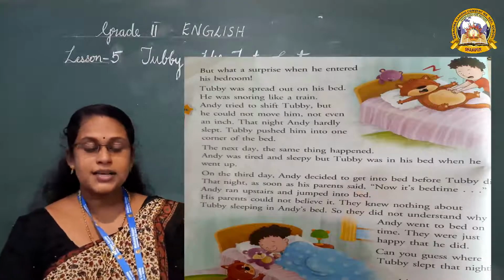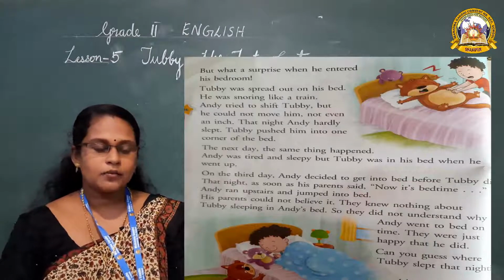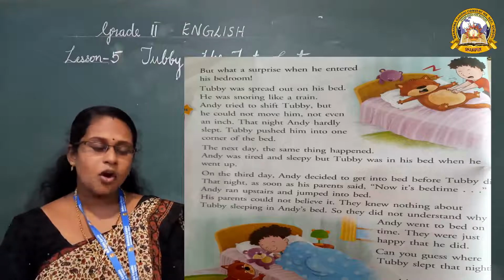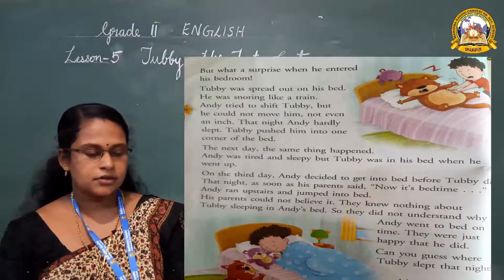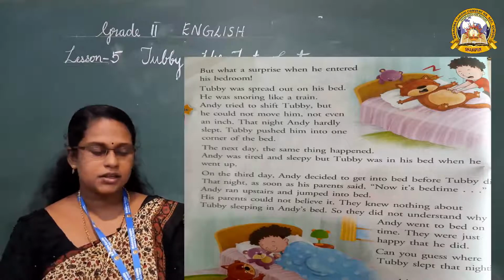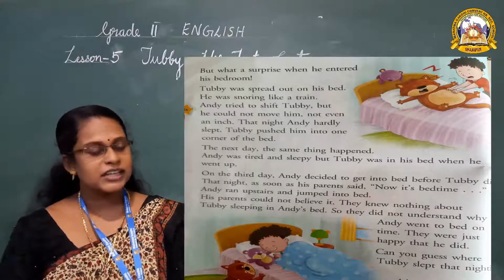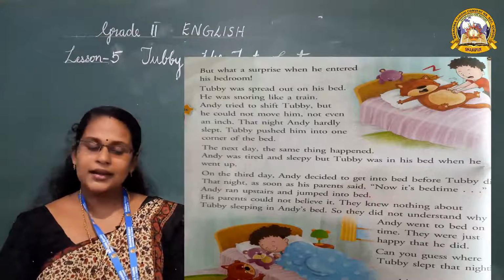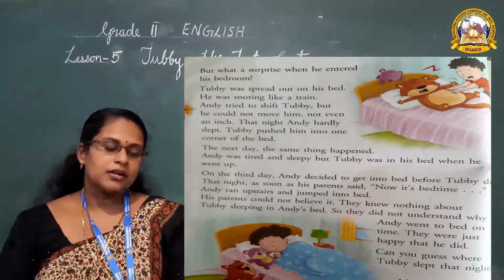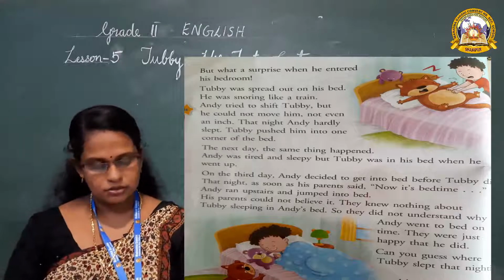But what a surprise! When he entered his bedroom, Tubby was spread out on his bed. He was snoring like a train. Andy tried to shift Tubby, but he could not move him, not even an inch. That night, Andy hardly slept. Tubby pushed him into one corner of the bed.